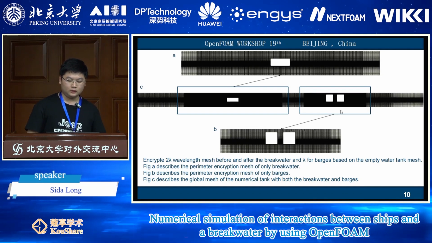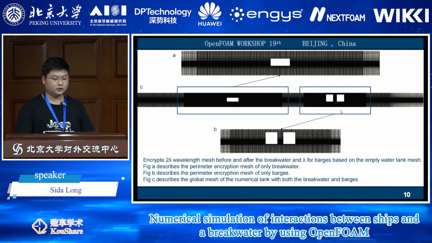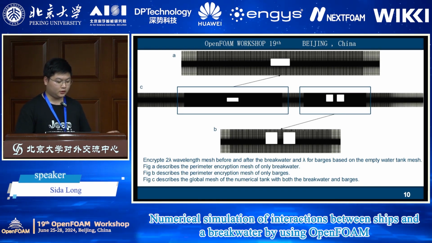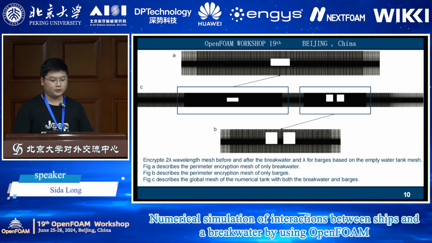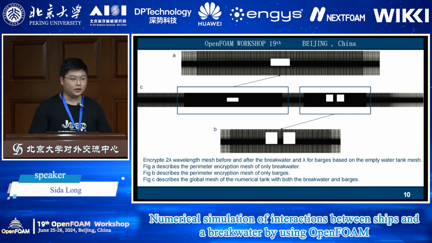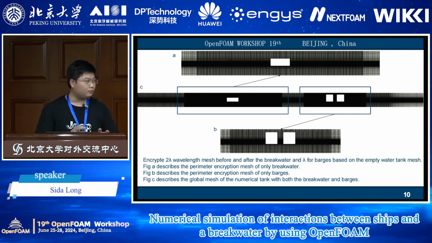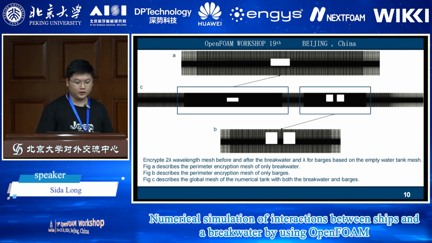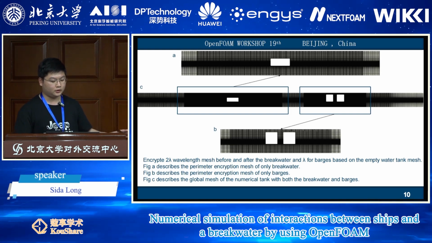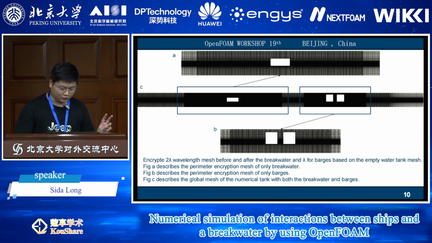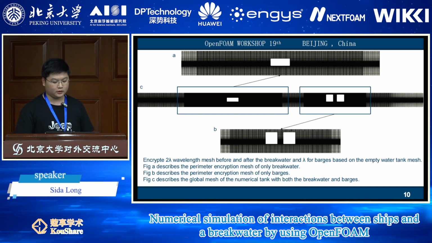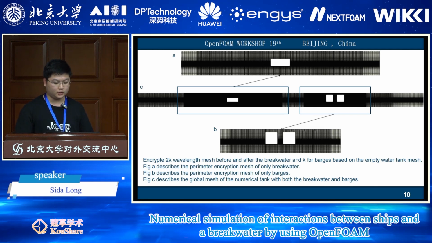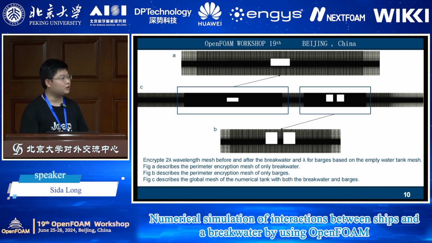This is the mesh based on past research. We refine 2 wavelengths of mesh before and after the breakwater, and 1 wavelength for barges, based on the empty water tank mesh. And figure A describes the perimeter refinement mesh for only the breakwater, and B is for only barges. C is the global mesh of the numerical tank with both the breakwater and barges.